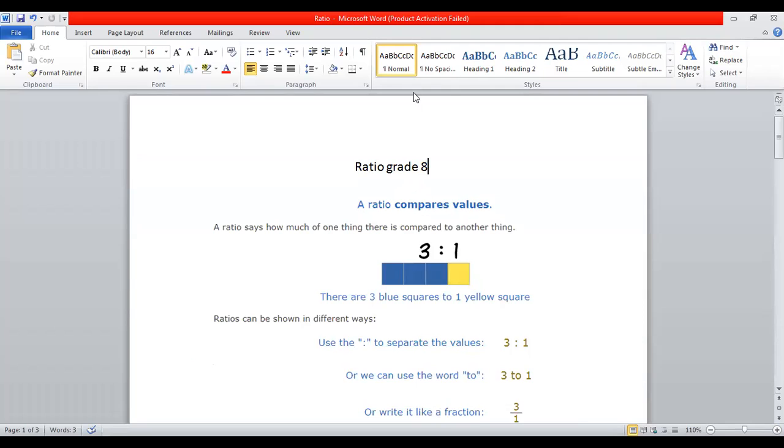A ratio compares values. A ratio says how much of one thing there is compared to another thing. 3 is to 1. There are 3 blue squares to 1 yellow square. Now always the ratio is something compared to another one. Ratio can be shown in different ways.